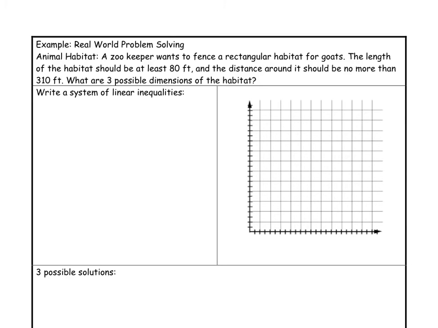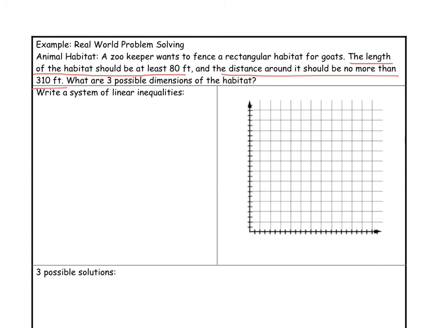Now we're going to take a look at a real-world example using systems of linear inequalities. A zookeeper wants to fence a rectangular habitat for his goats. The length of the habitat should be at least 80 feet, and the distance around it should be no more than 310 feet. What are 3 possible dimensions of the habitat?